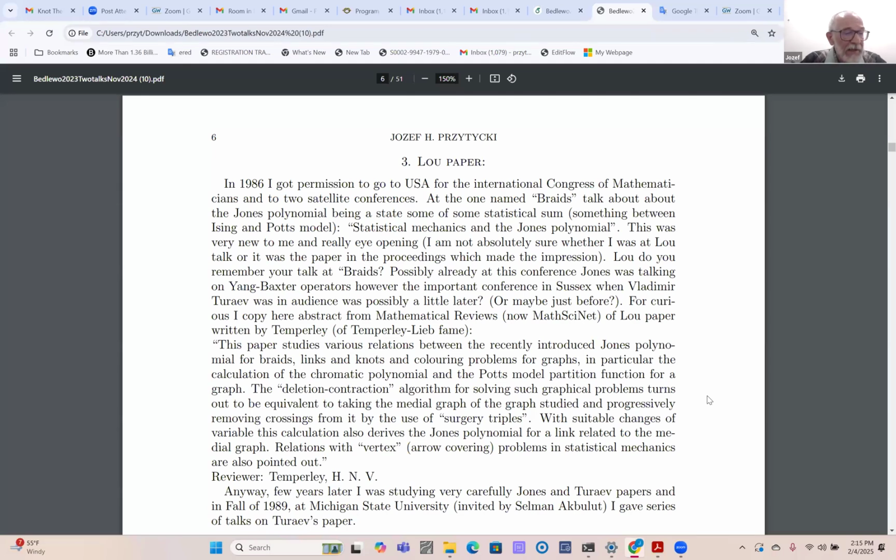So this is the first time I heard about the connection with statistical mechanics. And as I said, a few years later, I was invited by Selman Akbulut and I gave a series of talks on Turaev's paper. And we use this paper till now. Okay.